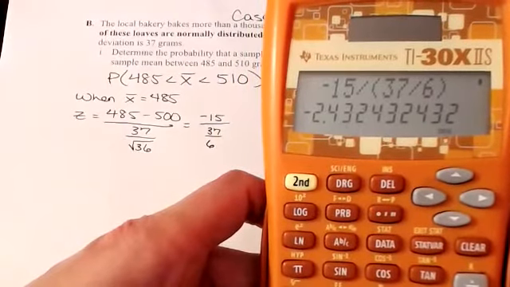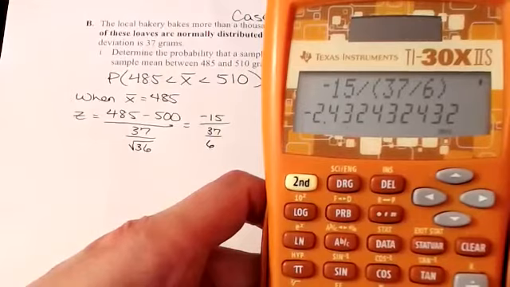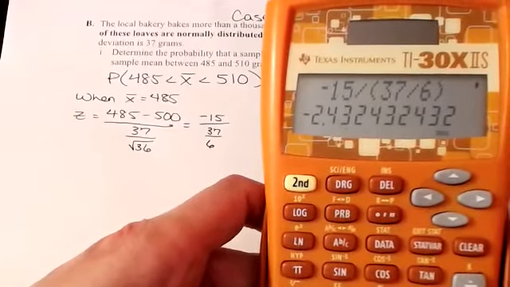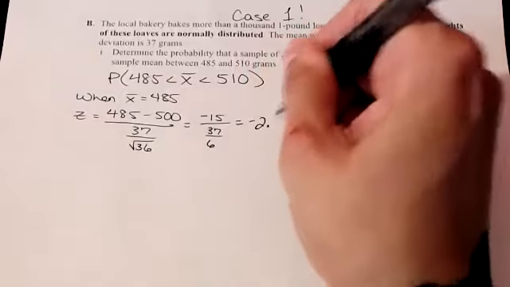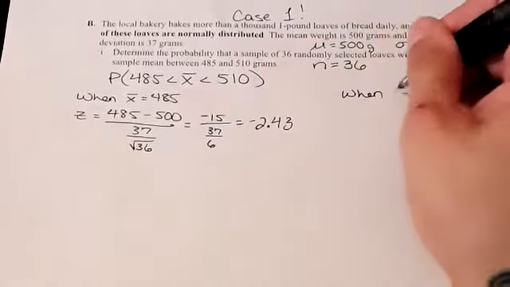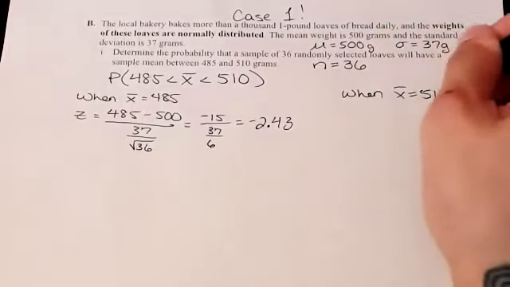And we recall that our z-scores must be expressed to the nearest hundredths place, 2 places after the decimal. So our z-score in this case is going to be negative 2.43. Let's do the same thing, except this time when X bar is 510.